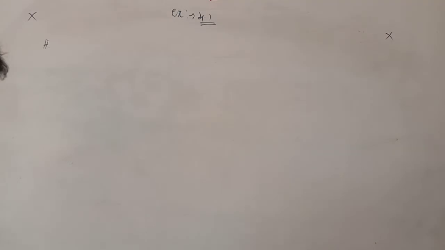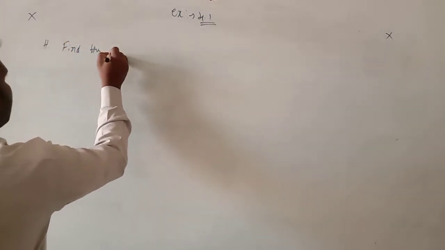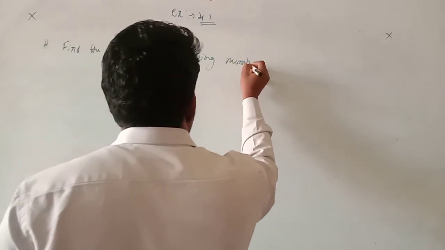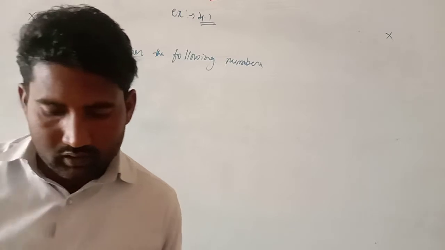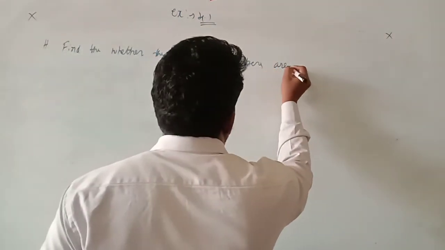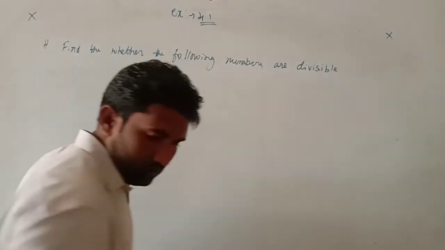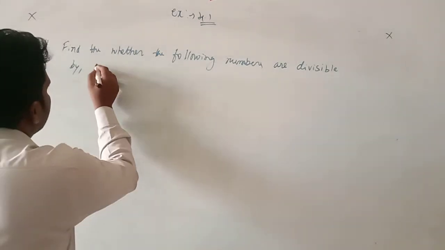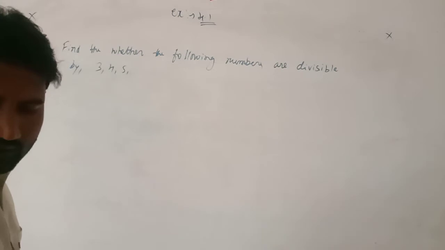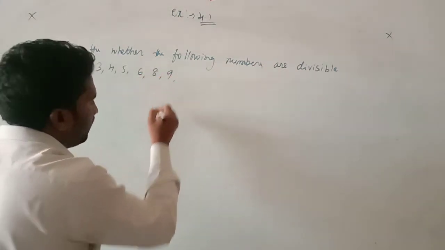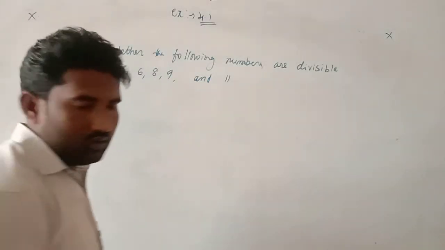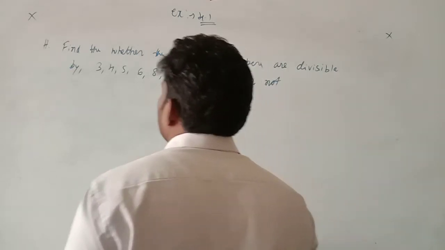Next question: find whether the following numbers are divisible by 3, 4, 5, 6, 8, 9 and 11 or not. So this is the main question.